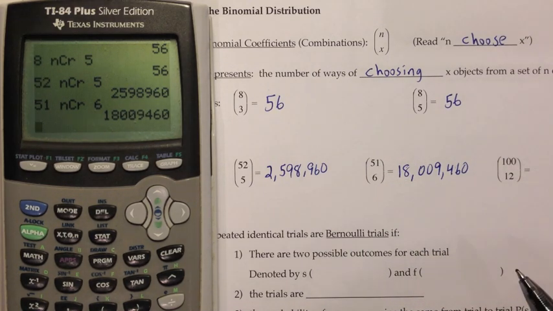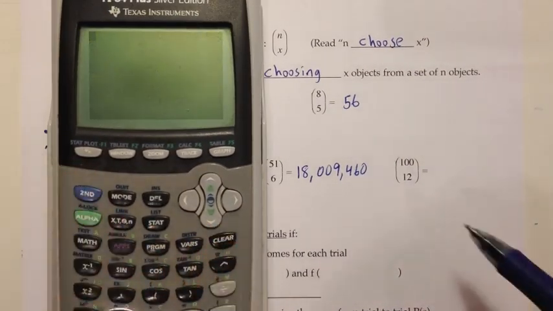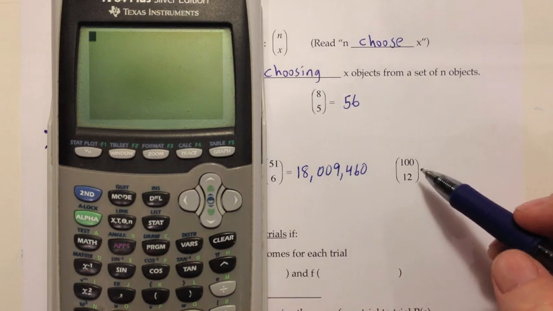And then finally, 100 choose 12. 100 choose 12 might be a situation where you get 100 people together for jury duty, and you're going to choose 12 of them to be on the jury.